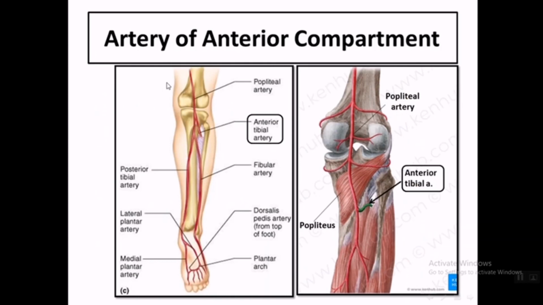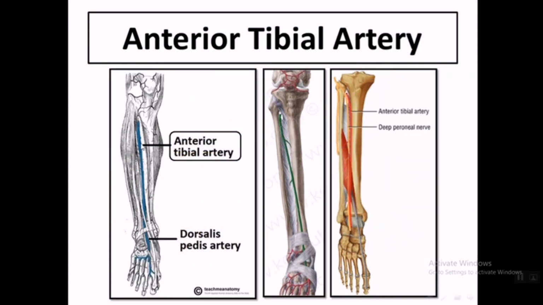What is the artery of the anterior compartment? It is the anterior tibial artery. Anterior tibial artery is a branch from the popliteal artery. It originates from the popliteal artery at the lower border of this muscle, which is the popliteus muscle. It passes forward through an opening in the interosseous membrane to pass to the anterior compartment. Here, it will pass in the anterior compartment.